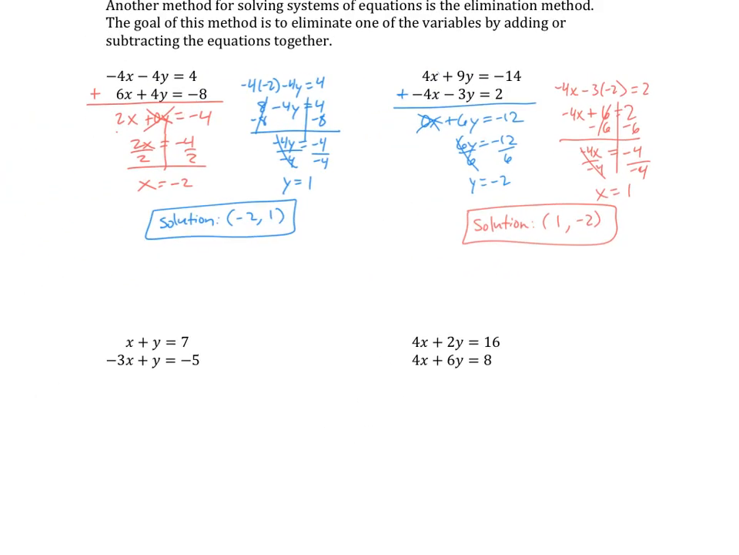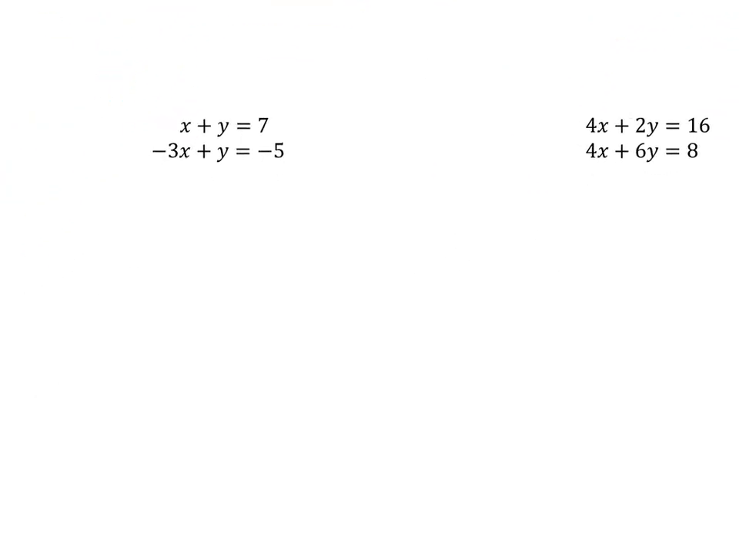Okay, let's look at another example here. We have x plus y equals 7, and negative 3x plus y equals negative 5. In this case, the coefficient in front of each of our y's is 1. And since they're the same, we have to subtract them to eliminate. So we are going to subtract our second equation from our first equation.